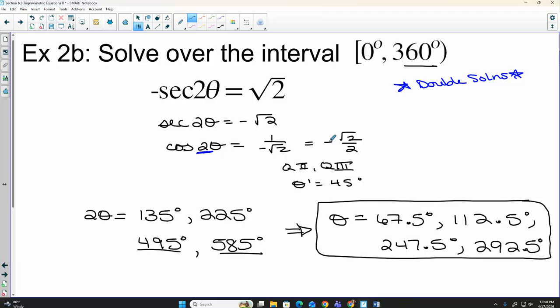So if this were a 4 theta, then I would have had 4 times the solutions, right? So I would have had to keep adding 360 until I had 8 total and then divide all those by 4. Okay, let's do probably one more and then I think I'm going to stop for today.